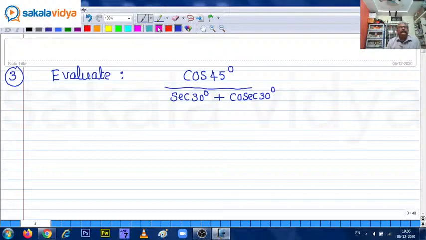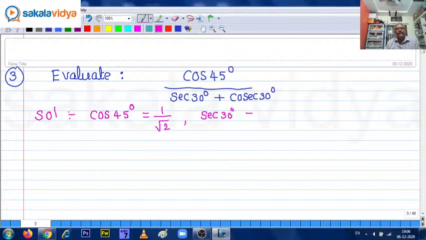Now solution. Cos 45 degrees equals sin 45, which is 1 upon root 2. Secant 30 equals 1 upon cos 30. Cos 30 equals root 3 by 2, so 1 upon root 3 by 2, which you can remember as 2 upon root 3. So if you know cos 30, you can easily write secant 30.